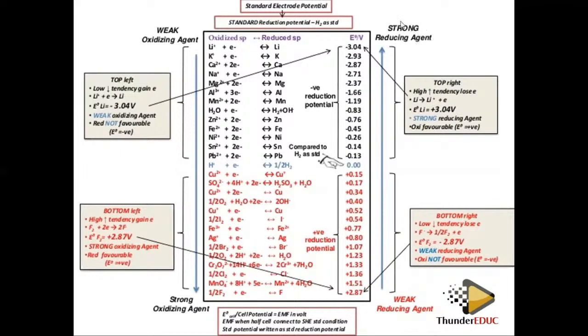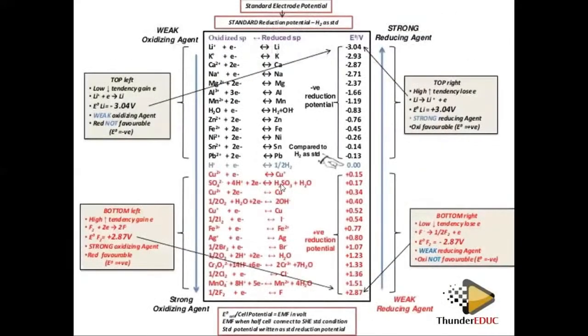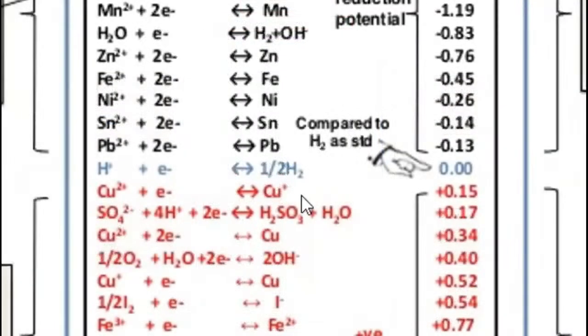A strong reducing agent is supposed to be at the anode, and a weak reducing agent is supposed to be at the cathode. Why? Because this one is negative, this one is positive, so this one gives electrons to this. Now we are going to compare copper with hydrogen. Hydrogen is here. For copper, you have copper 2 to copper 1. It's not yet fully reduced. The one which is fully reduced is this one. So I have hydrogen and copper.